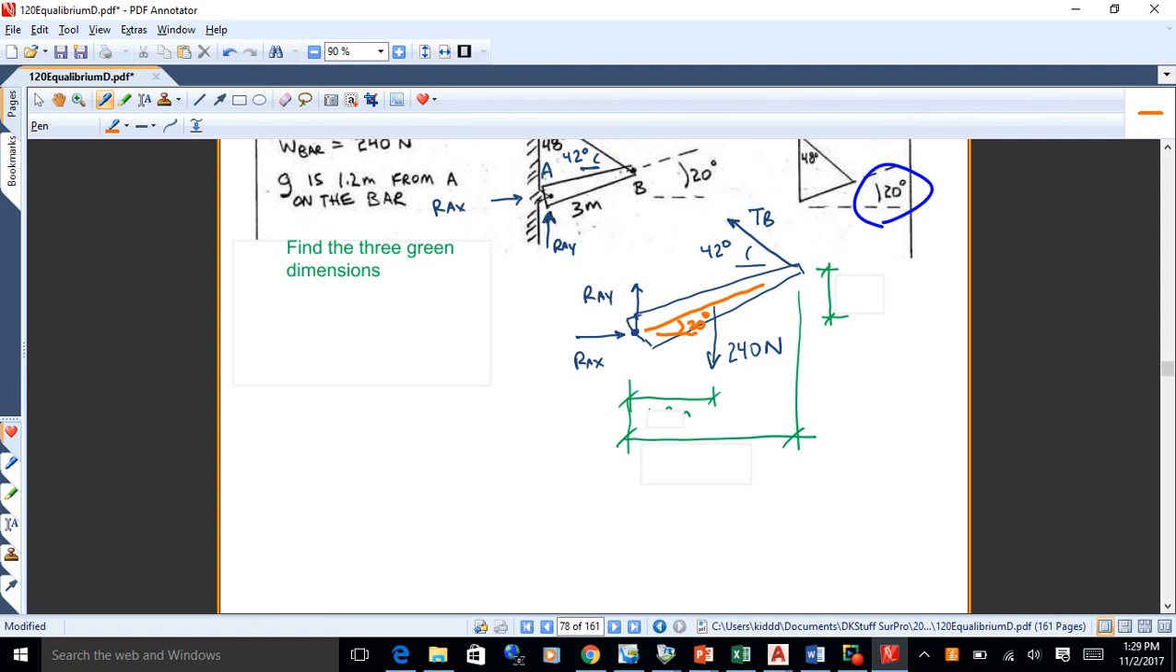Okay, now when you're dealing with an angle with the horizontal, cosine is X and sine is Y, right? So cosine of the angle times the hypotenuse gets you the X, sine of the angle times the hypotenuse gets you the Y. That's if the angle is with the horizontal. What we got is a 20-degree angle with the horizontal. Y'all doing okay with those dimensions? Okay.